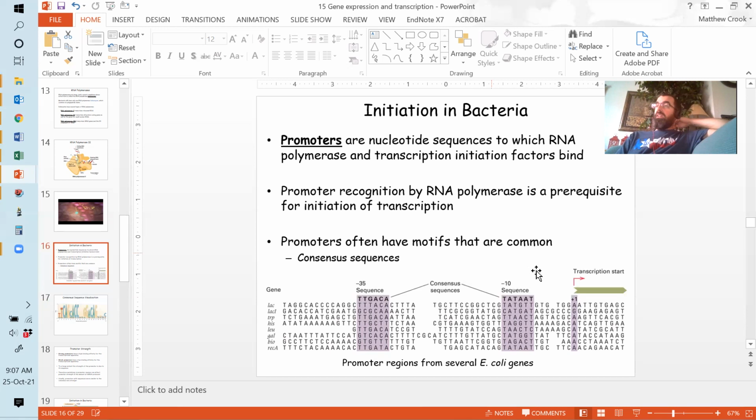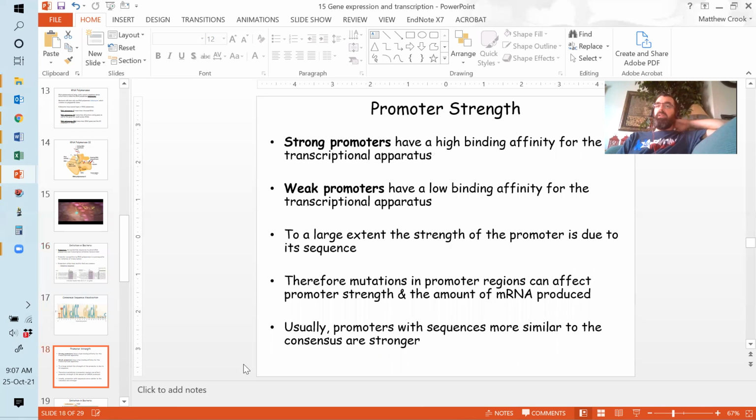Another point as well is that how closely these consensus sequences in individual promoters match the consensus determines how strongly RNA polymerase binds. So essentially, you have strong and weak promoters. What we mean by that is that it reflects how efficiently RNA polymerase binds, or really the whole caboodle, because there's a lot of extra.